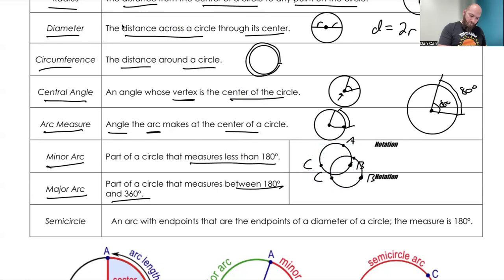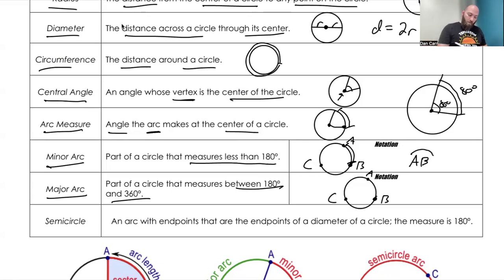Close enough. Let's just put the A on there too. Okay, so the minor arc is the shorter one, like that right there. So that would be my minor arc. We notate that with two letters and a little arc above that.